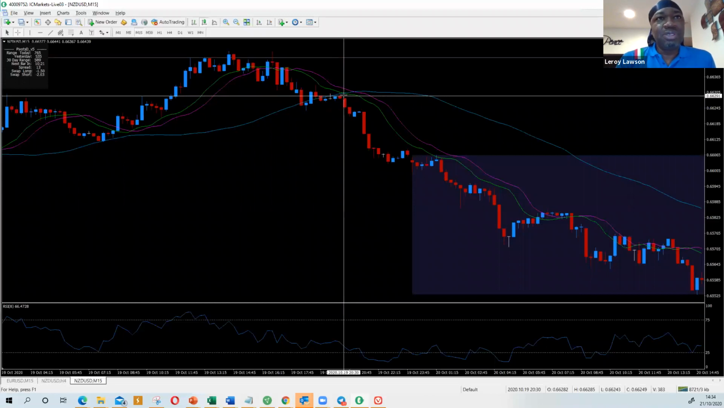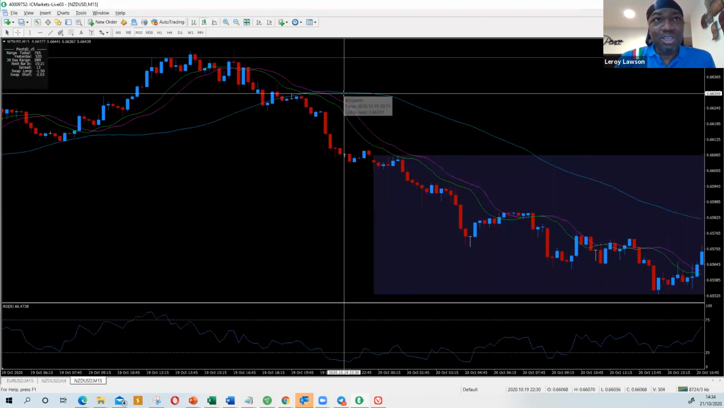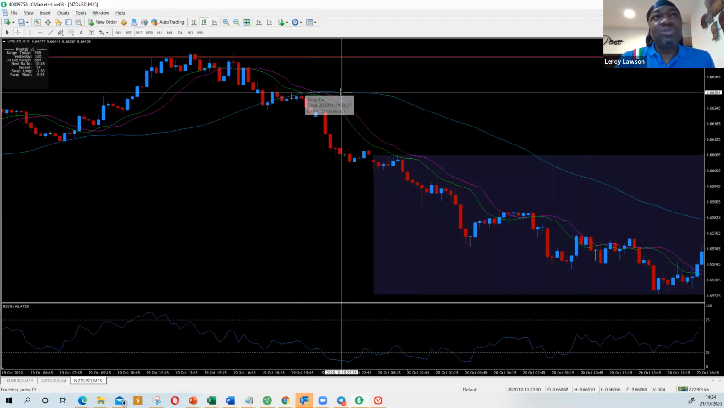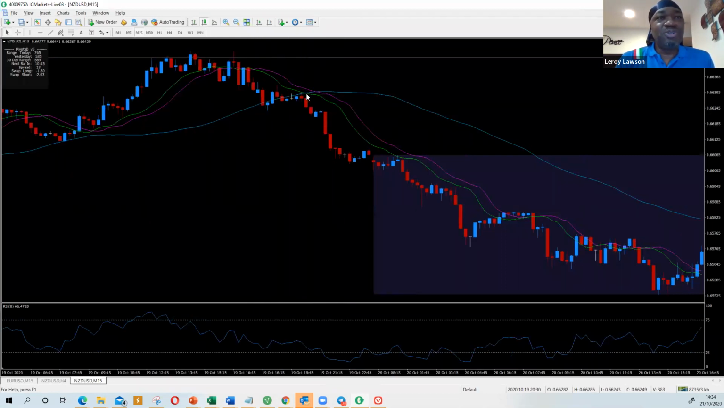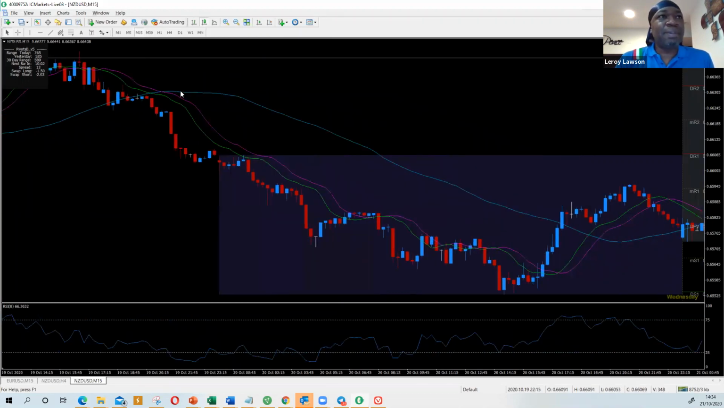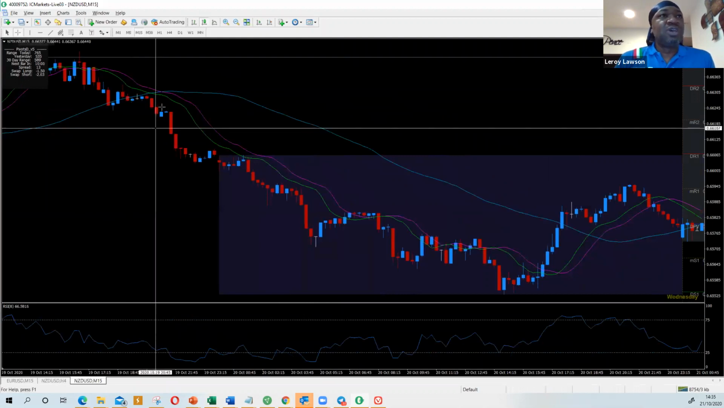This cross happened. I'm actually looking for an alert signal that will alert me when one moving average crosses the other. I do have it. I lie, I do have an alert that tells me when one moving average crosses the other, and I think I'm going to start implementing it today. So check this out.